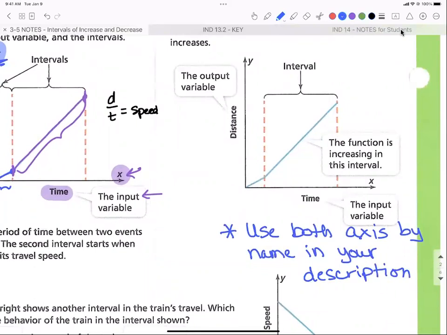And when I say by name, remember last week when I said you can say generic boy and girl, or you can say Corbin, Maddie, right? The generic is the X and Y. The name is the actual name of the axes. So use them by name. So that means don't just say as the X-axis does this, the Y-axis does this. For this particular graph, you're going to say as time does something, distance does something. Okay, that's what you're going to say. As time, fill in the blank, distance, fill in the blank. That's how you describe a relationship.